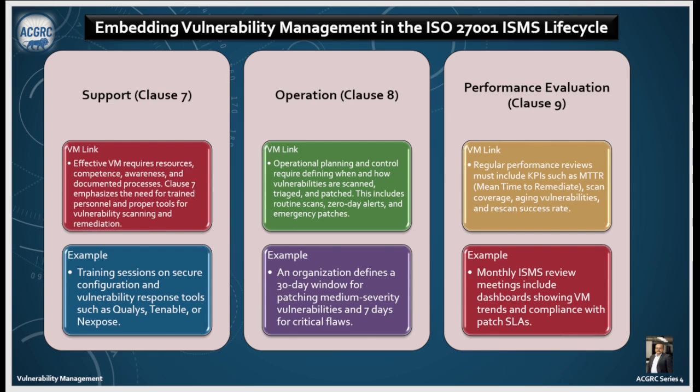Now, why does this clause matter? Well, without support, security tools go unused. Staff don't know what to do. Vulnerabilities pile up and no one is responsible. With clause 7, people are enabled and empowered. Vulnerability management becomes a team effort. The ISMS has a strong operational backbone.